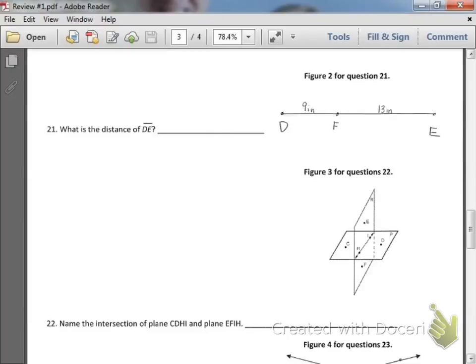Alright, let's keep going to the back. I don't really like the wording on number 21 where it says what's the distance. I'll probably say what's the length of DE, so just be aware of that. But you have 2 smaller segments. One's 9 inches, one's 13 inches, so what's the whole segment? 22 inches, good.